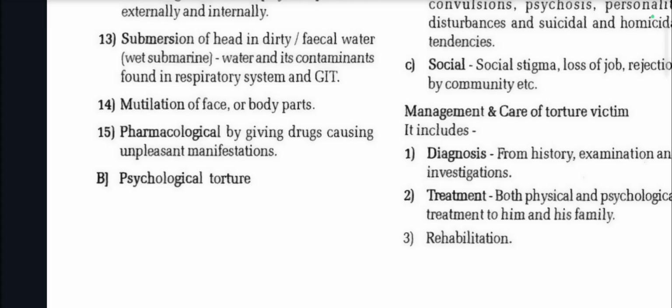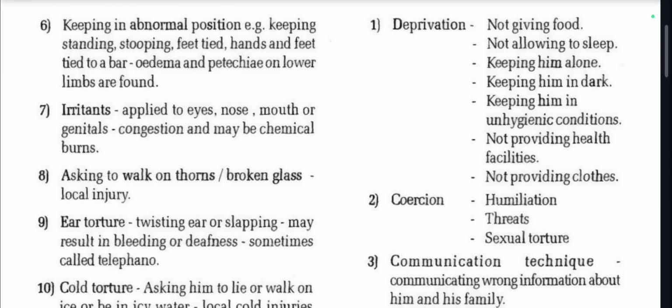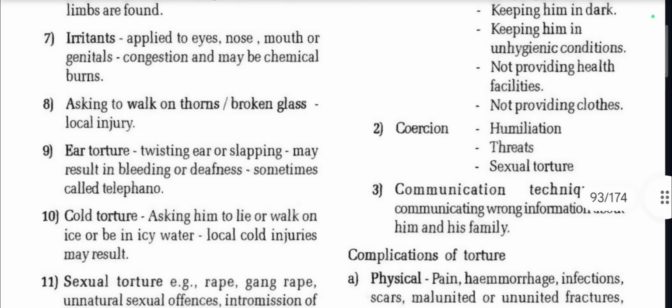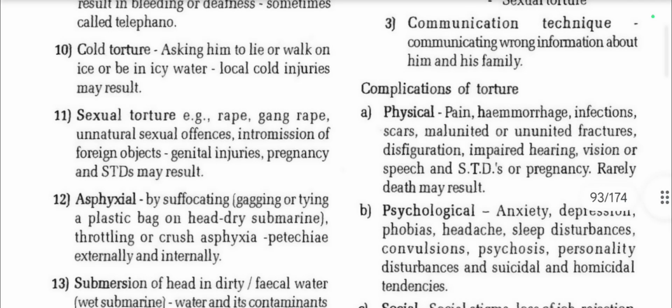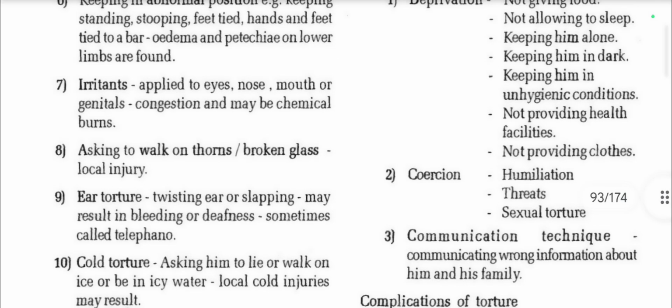So these were the 15 points in your physical torture. What about psychological torture? We have got 3 points. DCC. Deprivation: not giving food, not allowing to sleep, keeping him alone, keeping him in dark, keeping him in unhygienic conditions, not providing health facilities, not providing clothes. Number 2, coercion: humiliation, threats, and sexual torture. Then communication technique: communicating wrong information about him and his family. So deprivation, coercion meaning humiliation, threats, and sexual torture, and your communication technique.